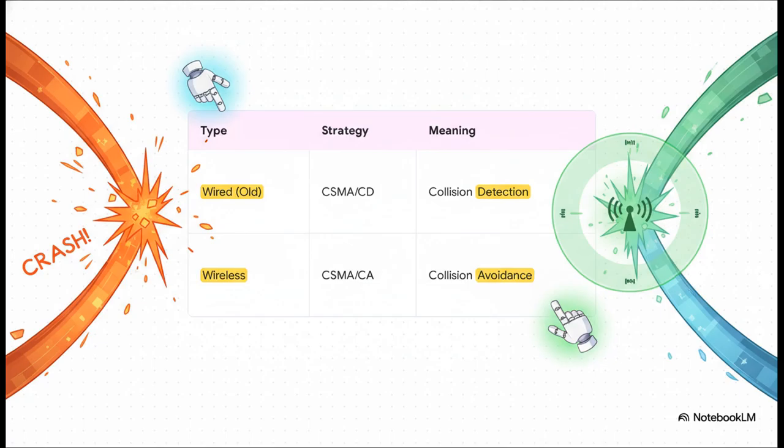And because of that, wireless networks had to get smarter. Instead of just detecting collisions after they happen like the old wired networks did, Wi-Fi uses CSMA/CA. That A stands for collision avoidance. The whole goal is to prevent collisions from even happening in the first place by having devices sort of listen for a clear channel and signal their intention to talk before they do.